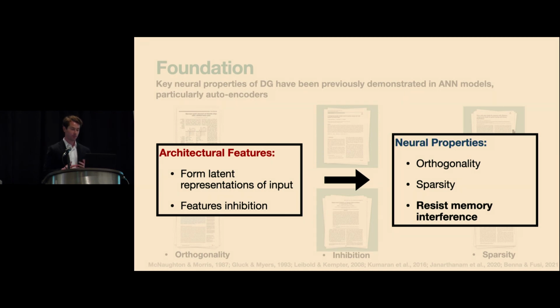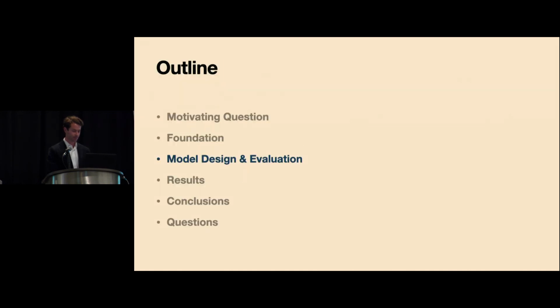Given that foundation in the literature, the hypothesis for this work is as such: an artificial neural system, a model of the hippocampus built with key architectural features of the dentate gyrus, such as the formation of latent representations and featuring inhibition, will produce the following neural properties as emergent characteristics, namely orthogonality, sparsity, and of particular emphasis here is resistance to memory interference, although if anyone has a question about how the first two are instantiated, I'm happy to address that at the end. And with that, we can move on to the model itself and the evaluative paradigm.